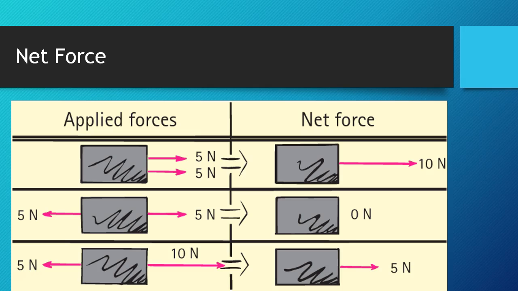If one person is pulling with a greater force than the other person, as you see in the third image, then you will still have a net force. However, it is the difference between the two forces. So if a person pulls to the right with a force of 10 newtons, and someone pulls to the left with a force of 5 newtons, the net force on the object is just 10 minus 5, or 5 newtons.